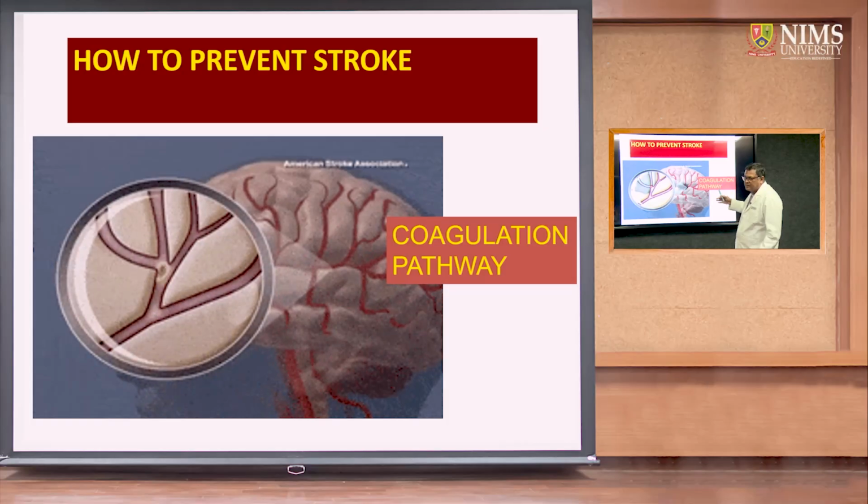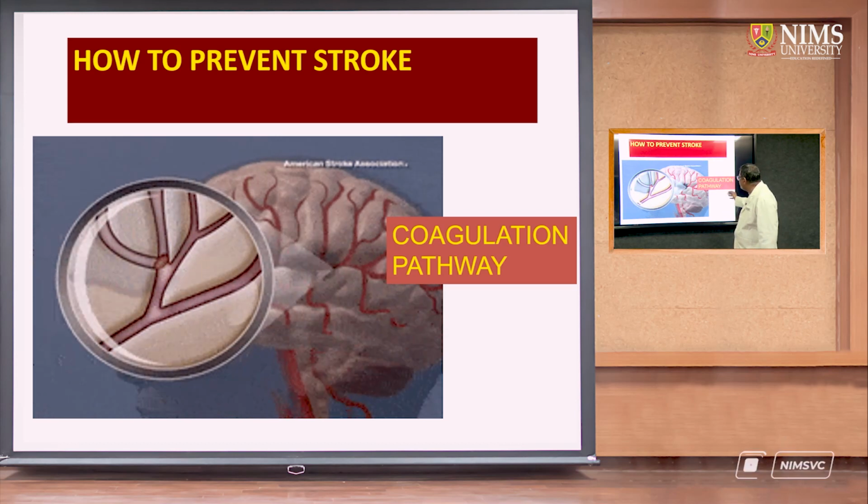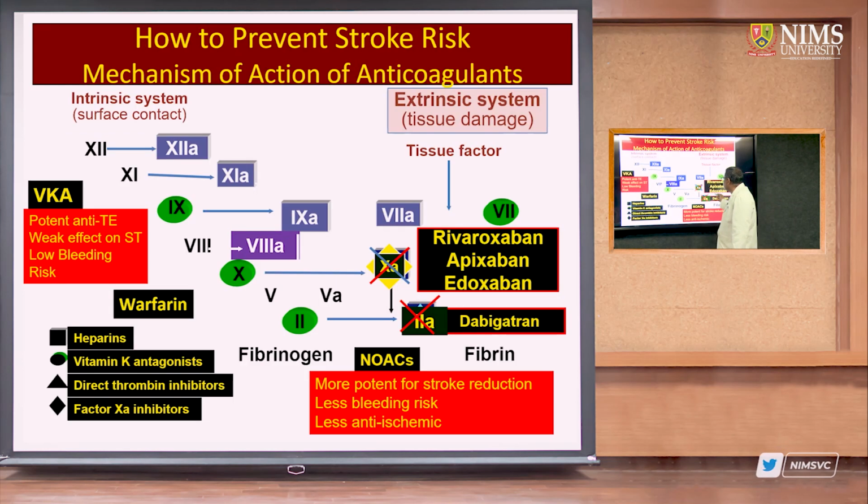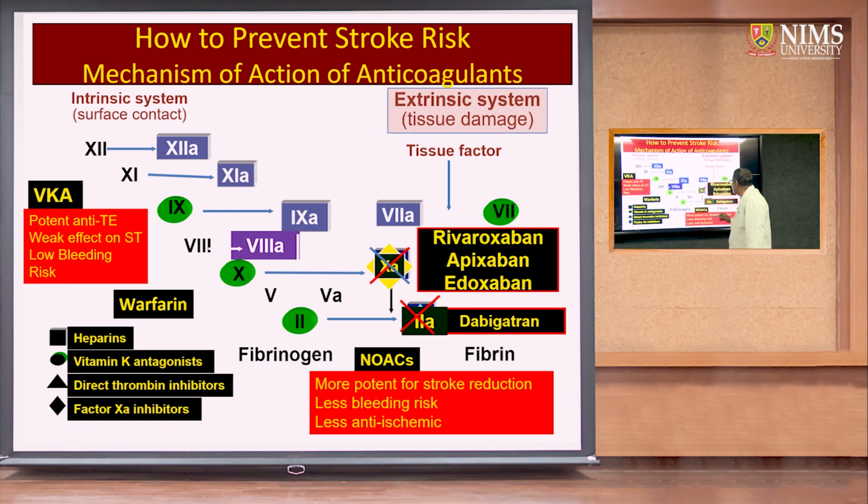Previously we discussed how to prevent arterial thrombosis. Now we will discuss how to prevent stroke. So for that, obviously we need to look at the coagulation pathway. As all of us know, there are two kinds of coagulation pathways. One is the intrinsic system and the other is the extrinsic system.